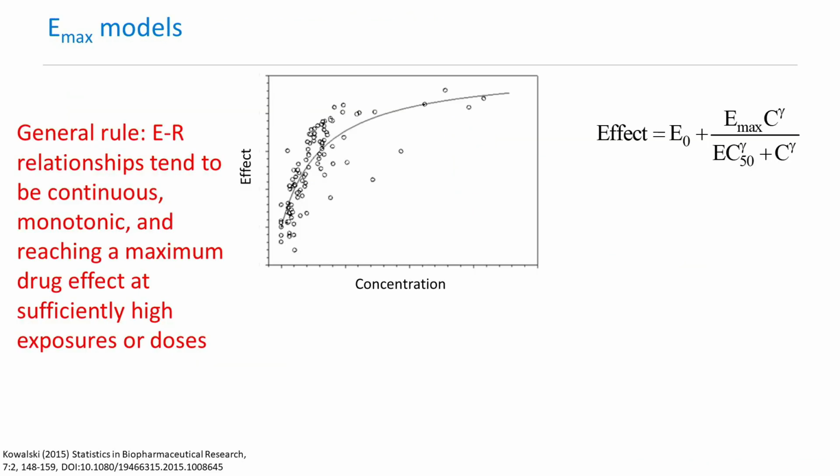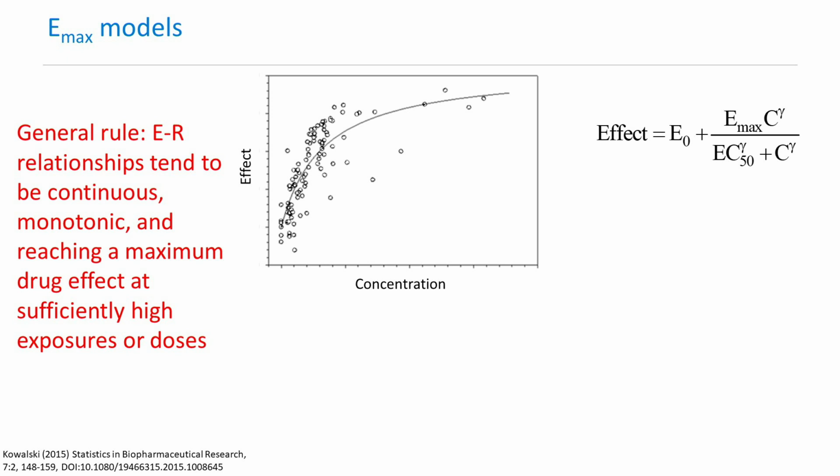Since the Emax model is the most common of the PK/PD models and very likely underlying most of the PK/PD that we see, whether or not you can characterize the entire profile, I'd like to spend a little bit of time on that. I think the Emax model is useful because it characterizes what we expect to see from PD: a continuous monotonic relationship reaching a maximum drug effect at sufficiently high exposures or doses. So let me orient you a little bit to the Emax model.